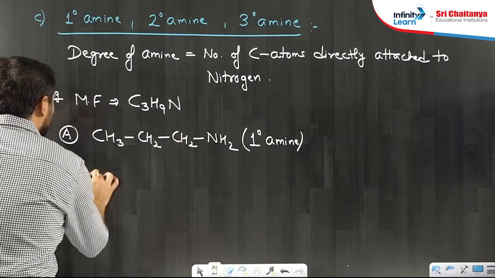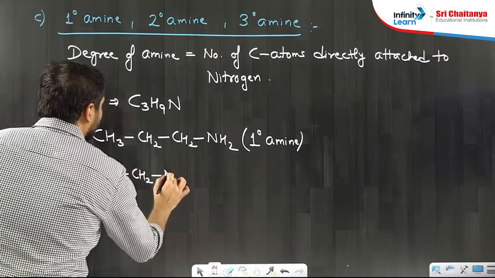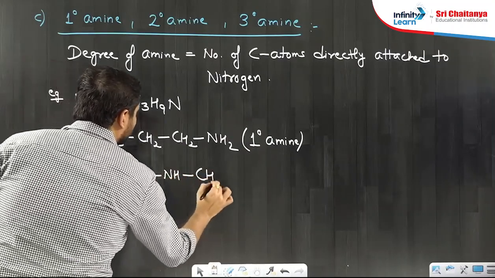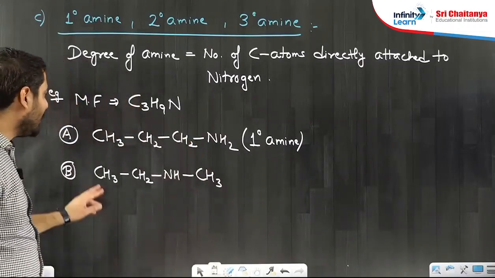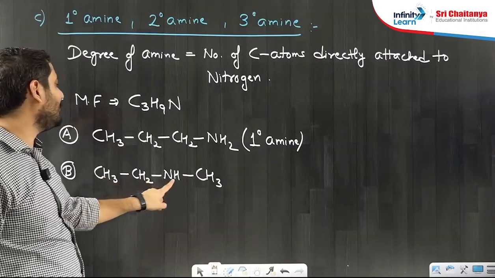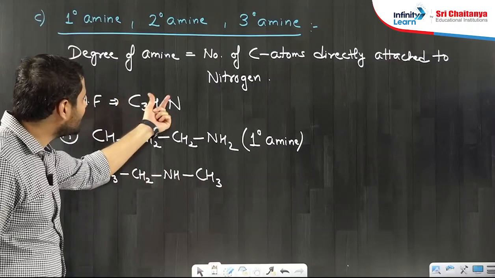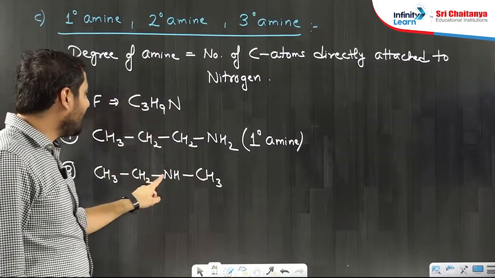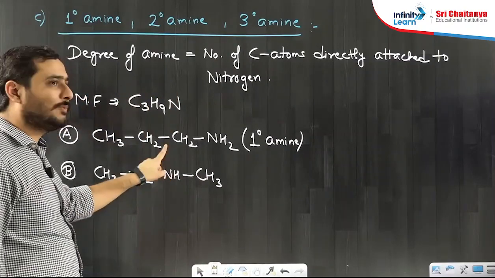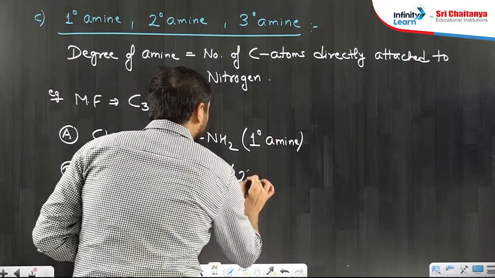Next, I will draw the next structure, B part: CH3, CH2, NH, CH3. Now if you count how many total carbon? 3 carbon. How many hydrogen? 3 plus 2, 5, 5 plus 1, 6, 6 plus 3, 9. So the same molecular formula C3H9N. But in this compound, nitrogen is attached with 1 hydrogen and how many carbon? 2 carbon. So it is an example of which amine?